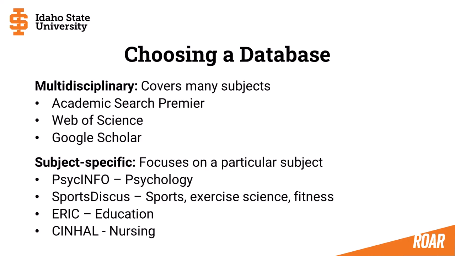As I mentioned, there are some databases that are what we consider to be multidisciplinary, and this means that they cover many different subjects. Academic Search Premier is a really good example of an EBSCO database that does that. Two other multidisciplinary databases that are not EBSCO databases would be Web of Science or Google Scholar. They cover a lot of different types of subjects.